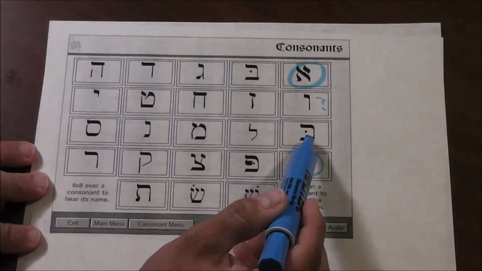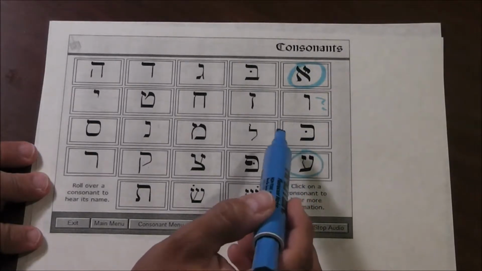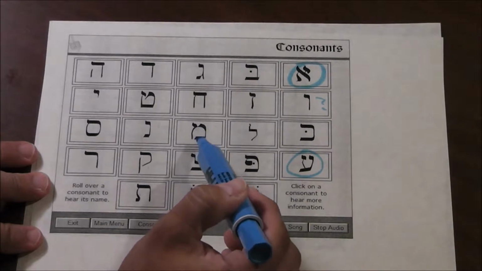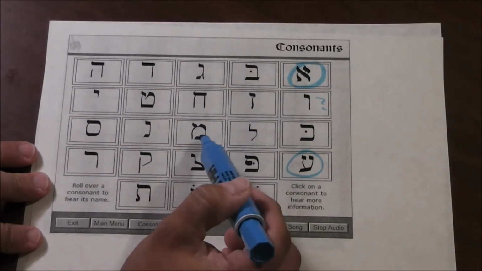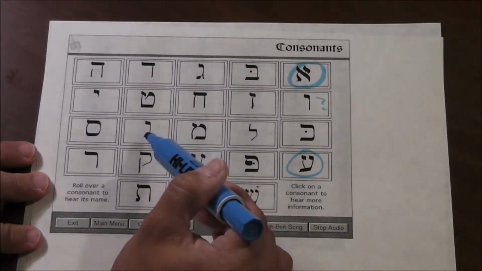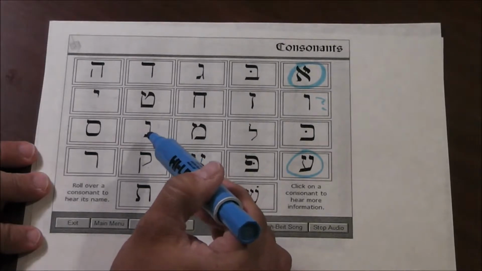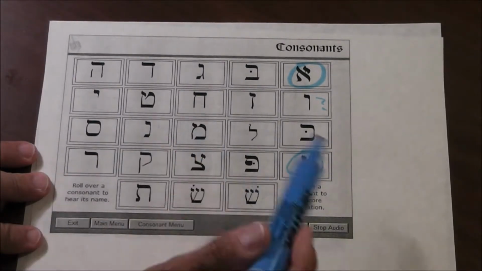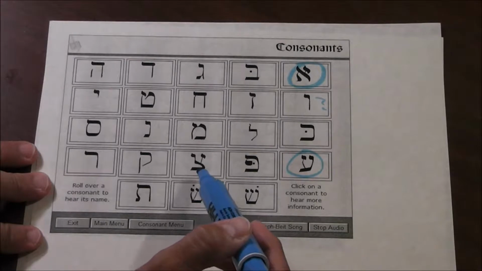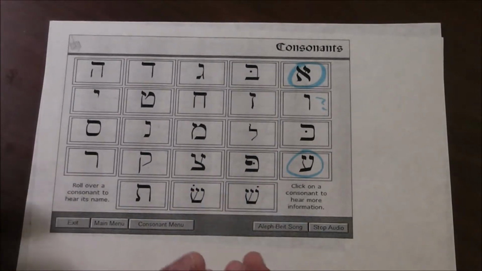Kaf usually is like a K sound, usually, but not all the time. Lamed, you know, L sound. Mem is like an M sound. Nun is an N sound. Samek, S sound. I think all the rest of these usually have a consonant sound of their own.